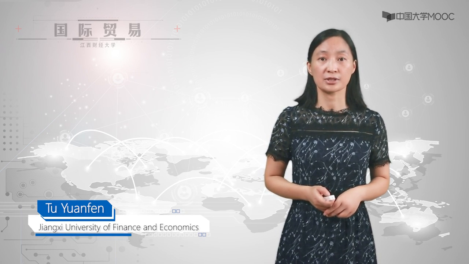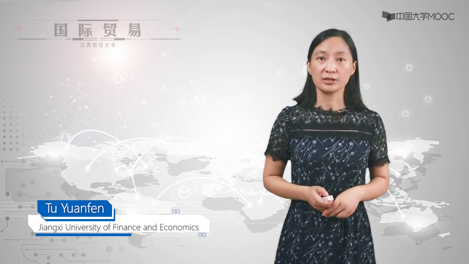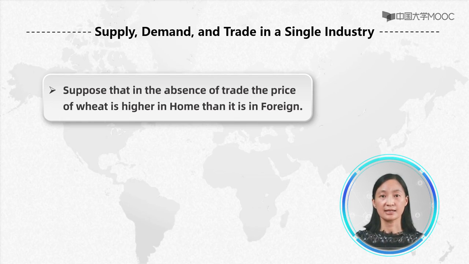In each country, wheat is a simple competitive industry in which supply and demand curves are functions of the market price. Trade will arise in such a market if prices are different in the absence of trade. Suppose that in the absence of trade, the price of wheat is higher in home than in foreign. Now let's allow foreign trade.